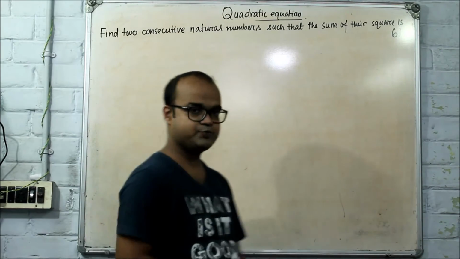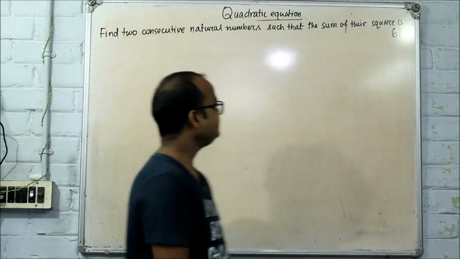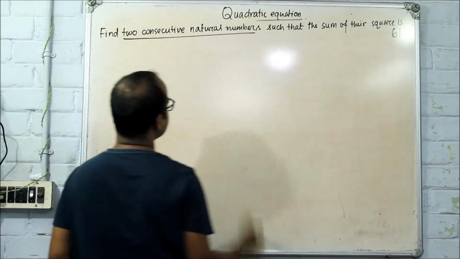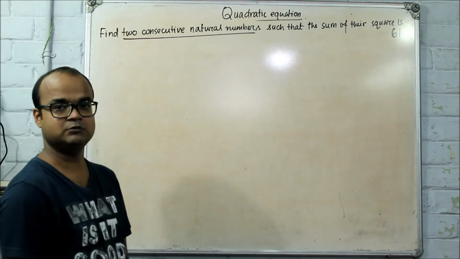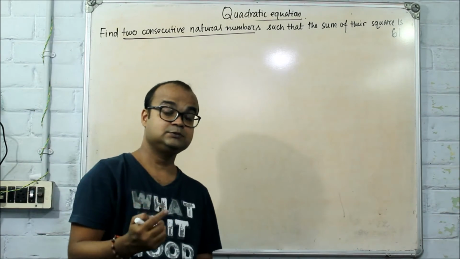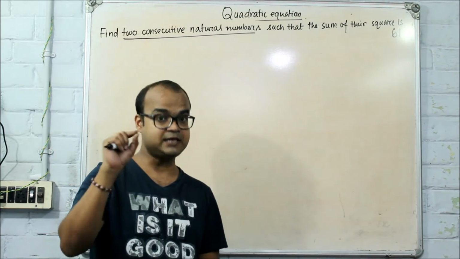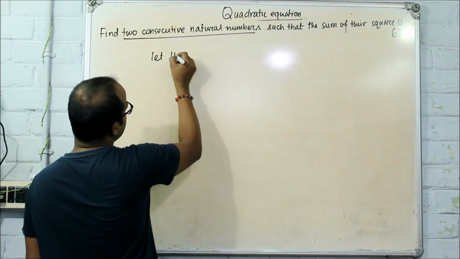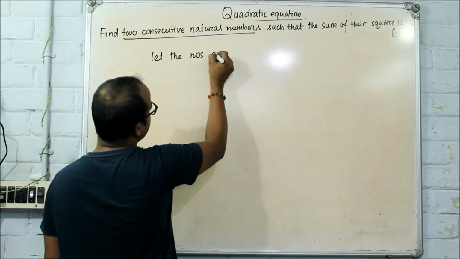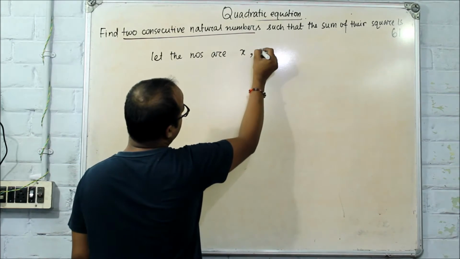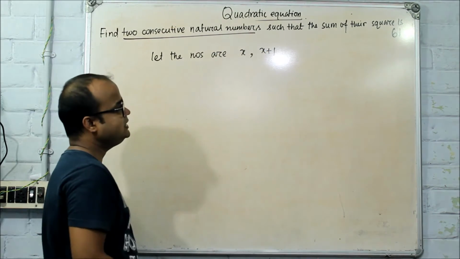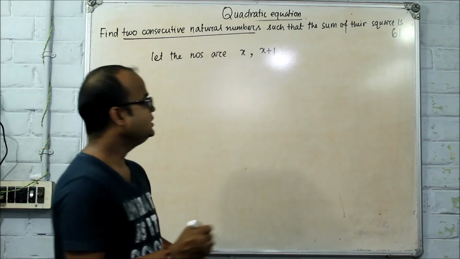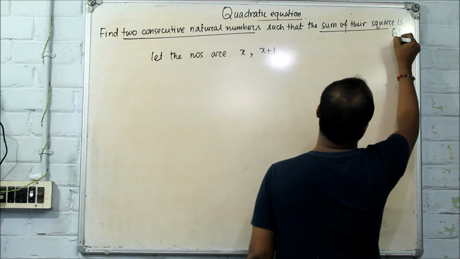Let us discuss our first problem based on numbers. Find two consecutive natural numbers. Find two consecutive natural numbers. So if you remember what I told, consider the numbers as x and x plus 1. So we write let the numbers be x and x plus 1 such that the sum of their squares is 61. Sum of their squares is 61.